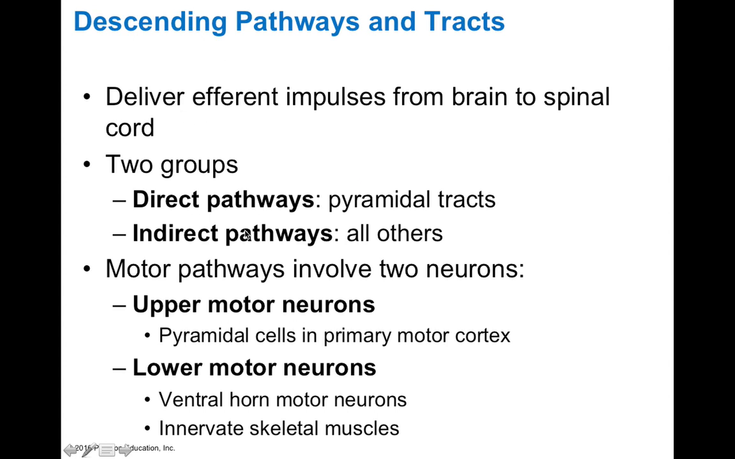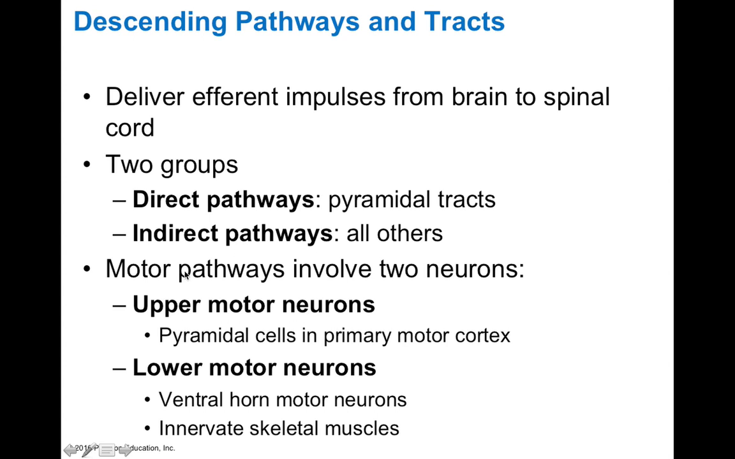So for the descending or motor pathways, we find that they're differentiated into two main groups. We have direct and indirect pathways. The direct pathways are the pyramidal motor tracts. So remember, we had the pyramidal neurons of our primary motor cortex that are involved with somatic motor control, so moving conscious skeletal muscle. And then indirect pathways are everything else. So when you think of smooth muscle, cardiac muscle, and glands, that's going to be controlled by these indirect pathways, also those that are unconscious for skeletal muscle.